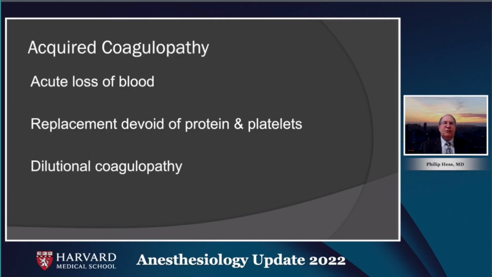And this again is an acquired coagulopathy of acute blood loss. And as that blood loss is repleted with crystalloid or other substances that don't necessarily have clotting proteins and platelets, what we have is replacement of blood volume without replacement of those vital components, and this is a dilutional coagulopathy.